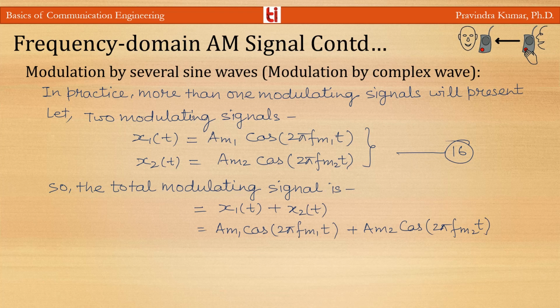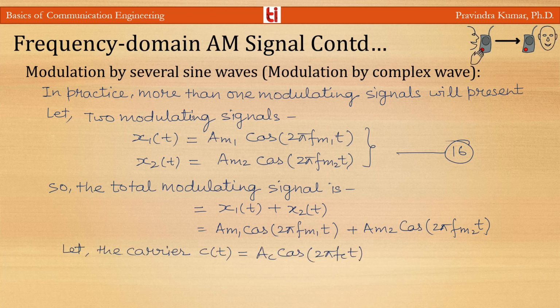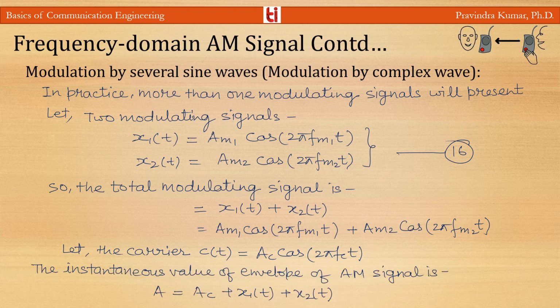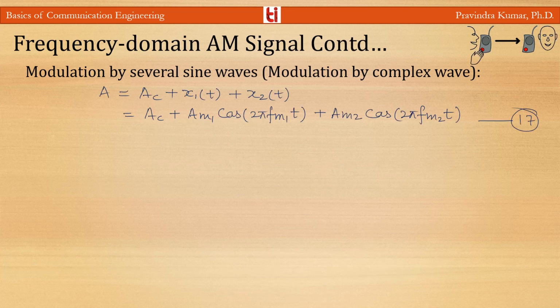It is a composite signal, a combination of these two sine waves, Am1 cos 2 pi fm1 t plus Am2 cos 2 pi fm2 t, and let the carrier c(t) be Ac cos 2 pi fc t. Now the instantaneous value of the envelope of the AM wave, or you can say the amplitude of the AM wave, will be Ac plus x1(t) plus x2(t). So it will be equal to Ac plus Am1 cos 2 pi fm1 t plus Am2 cos 2 pi fm2 t.